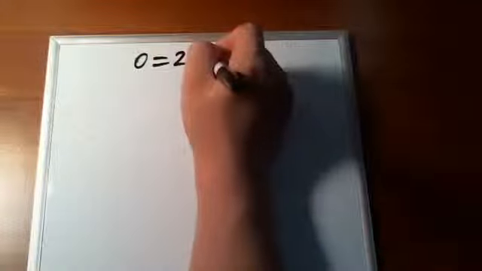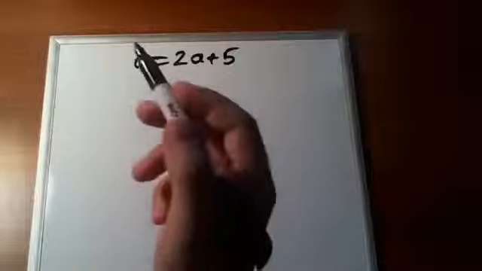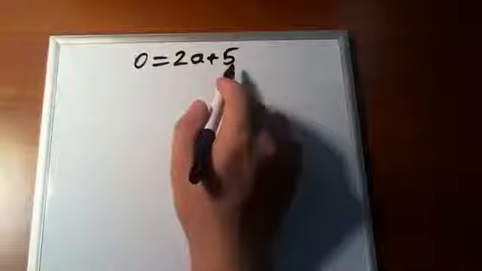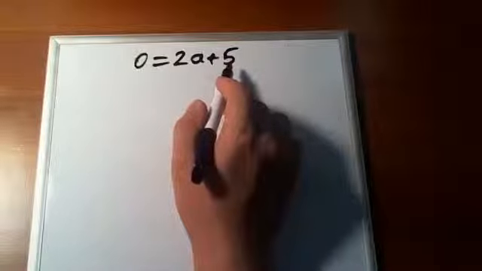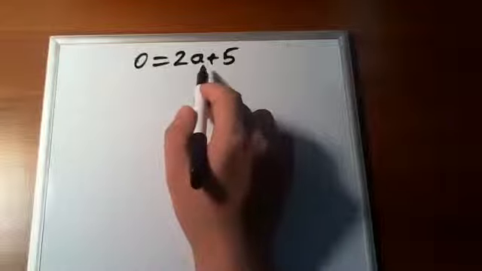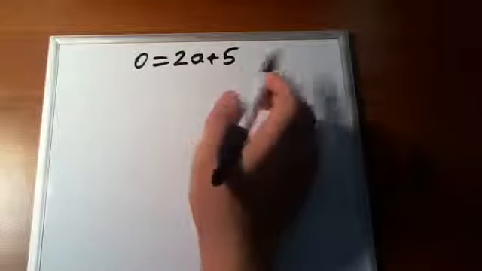Okay, let's look at the other example. A linear equation can be in this form. 0 is equal to 2a plus 5. Now, it's on the other side. It's on the right side. In a couple of the examples we saw earlier, the variable, the unknown, was on the left side. Well, it doesn't really make any difference.